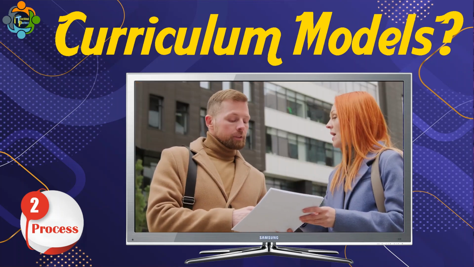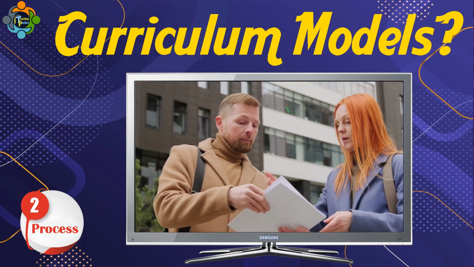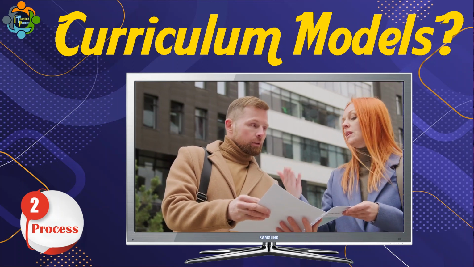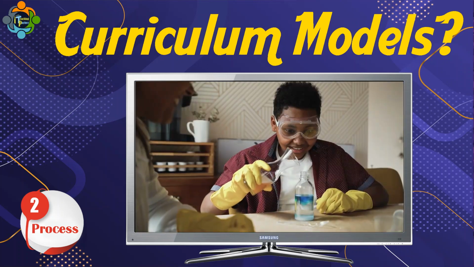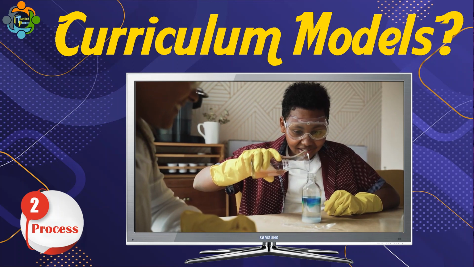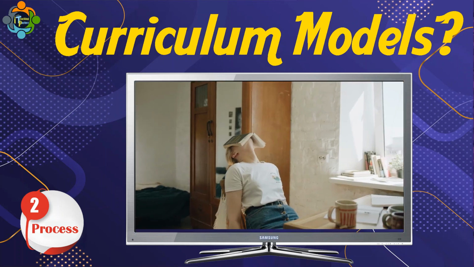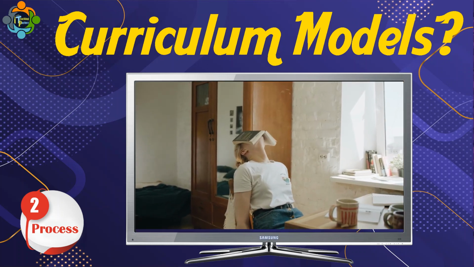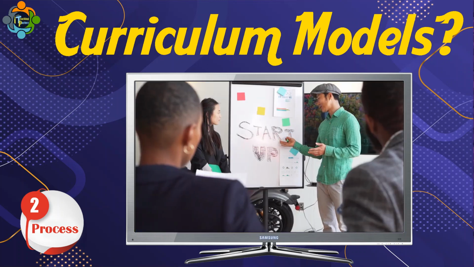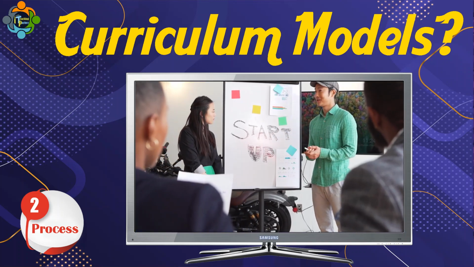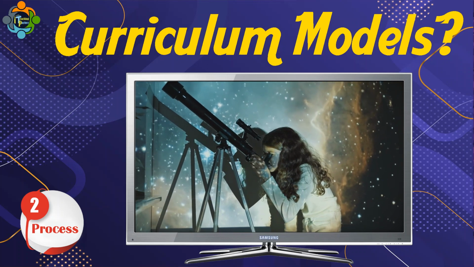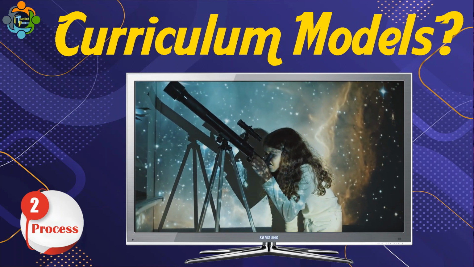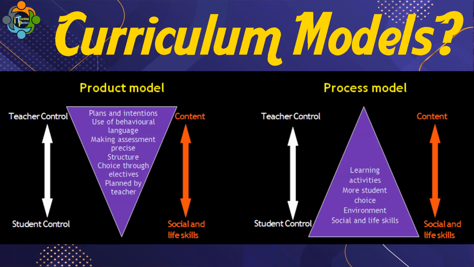Critics of the process model argue that it may sometimes lack clear benchmarks for measuring achievement. Additionally, as students are encouraged to explore their own interests, some worry that certain essential knowledge areas might be neglected. However, advocates argue that the process model builds essential life skills and a love for learning that goes beyond arbitrary standards. While the product and process models may appear distinct, many educators seek to strike a balance between the two.